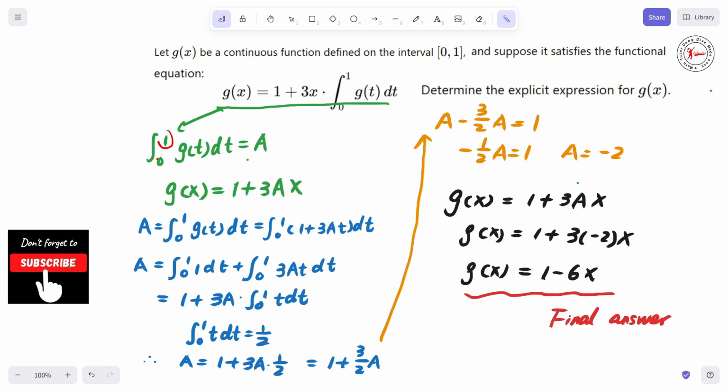Anytime you see a function defined in terms of an integral of itself over a fixed interval, here's what to do. First, give that integral a name, call it capital A, for example. Then, express the function in terms of x and that constant. Next, plug that back into the integral to solve for capital A. Once you know the constant, just substitute it back in and you've got your final function. It's a clever way to turn what looks like a tough problem into a straightforward algebra question.